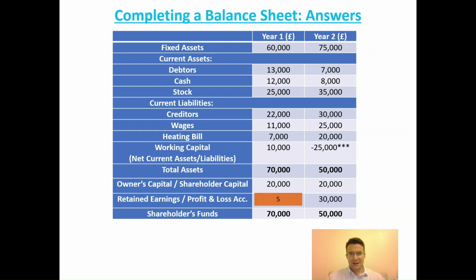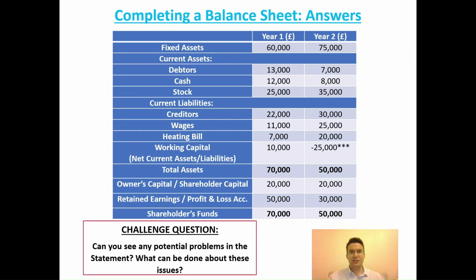Good, they match. So we also know that shareholders' funds is calculated by adding together the owner's capital. Remember, if it's a private or public limited company, it's called shareholders' capital. So we add that £20,000 to something under the orange box 5, the retained earnings, and it will equal the shareholders' funds. Now, rearranging the formula, of course, will mean that 20,000 plus 50,000 will equal a shareholders' funds figure of £70,000. A challenge activity you might wish to consider at this point is, can you see any potential problems in the statement?